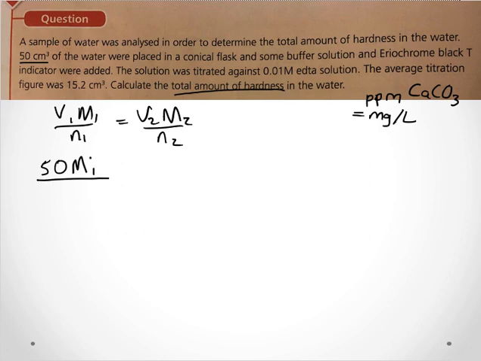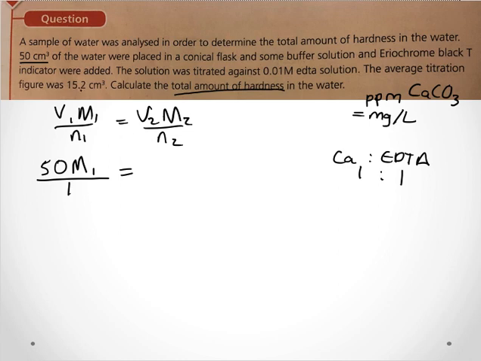And now we come to another little interesting bit of this calculation. The reaction ratio between your calcium ions and your EDTA is taken always to be 1:1. So we will fill in a 1 for our N1 there. And now we'll look at the V2M2/N2.